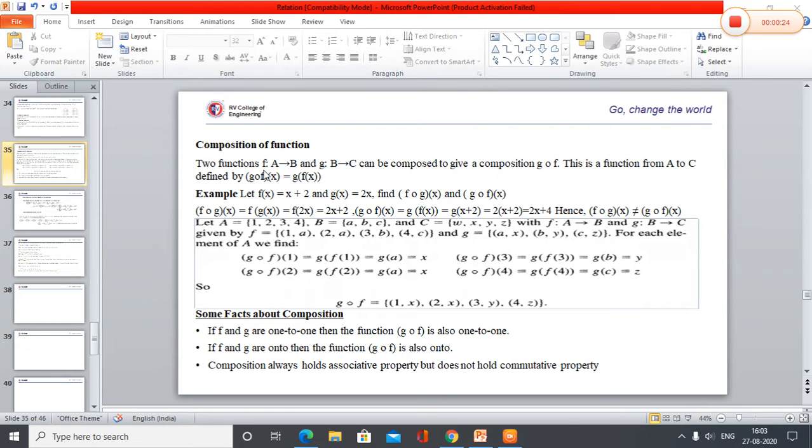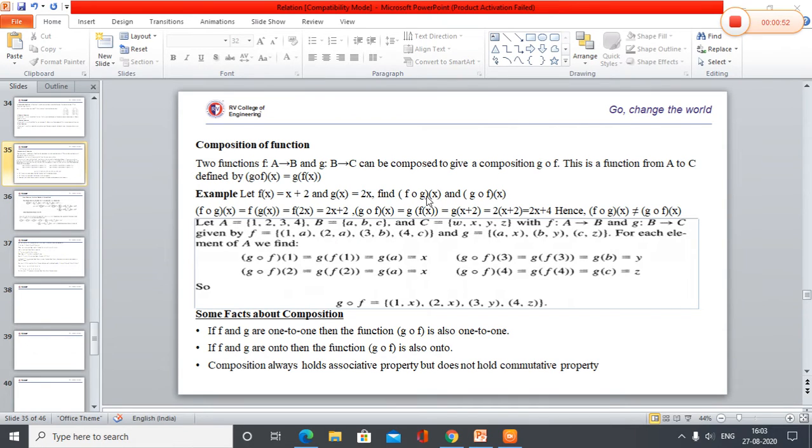Meaning, if f is a function from set A to B and g is a function from set B to C, then the composition function is a function from A to C, and it is represented by (g o f)(x), and that is nothing but g of f of x. Okay, so now we'll take one example. Suppose I have been given two functions, f(x) is equal to x plus 2 and g(x) is equal to 2x. Now we have to find (f o g)(x) and (g o f)(x).